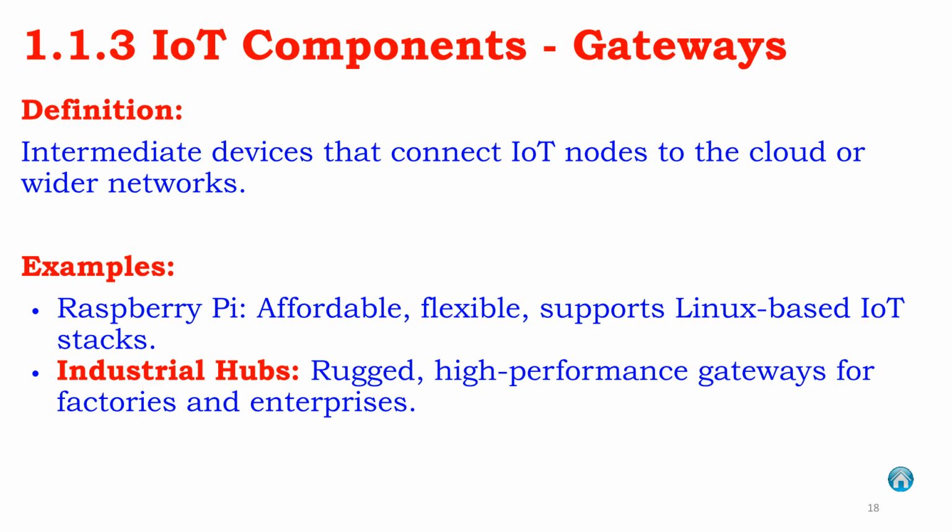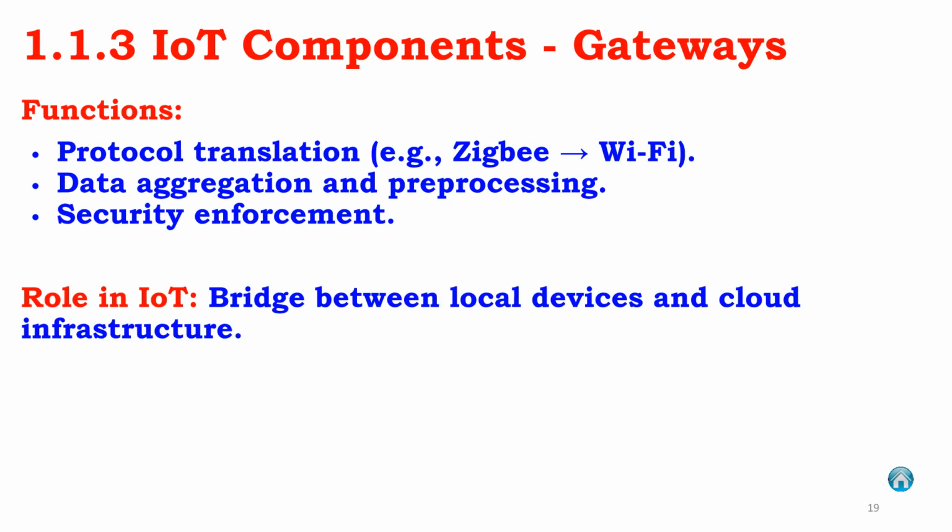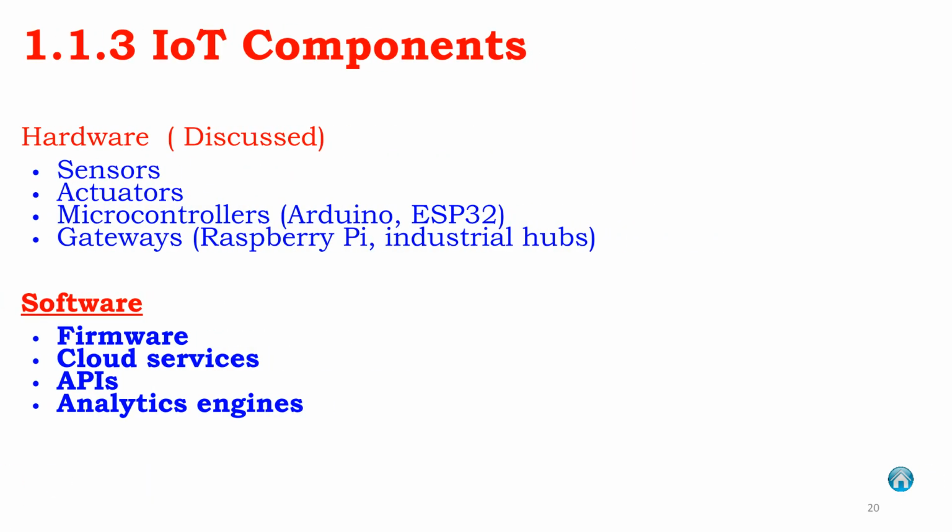Examples include Raspberry Pi, which is affordable and flexible, and industrial hubs, which are rugged, high-performance gateways. Gateway functions include protocol translation, such as Zigbee to Wi-Fi, data aggregation and preprocessing, and security enforcement. Their role is to bridge local devices and cloud infrastructure. We have now discussed all hardware components: sensors, actuators, microcontrollers, and gateways. Next, we move on to the software components: firmware, cloud services, APIs, and analytics engines.